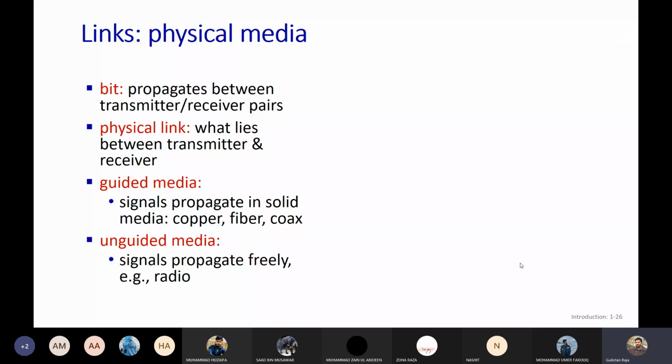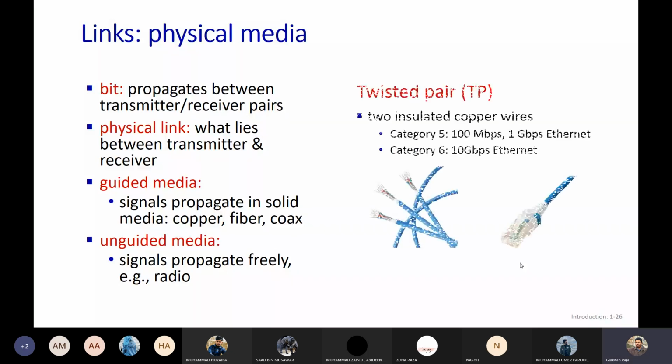So there are two types of physical media or links. One is known as guided media. Guided media means that the signal is propagated in a solid medium. It can be fiber, it can be copper, it can be coaxial. A physical medium is there. And then the other one is unguided media, where the signal propagates freely as wireless radio signals, without any guidance. So this is what we have.